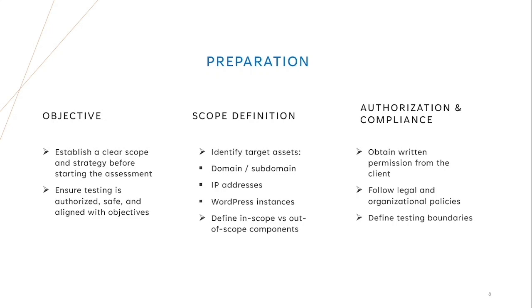And scope identification. We have to identify target assets, which are the domains and subdomains, and the IPs they are using, either static or dynamic. We have to find the subdomains and the directories, and access all their URL parameters to verify if there is any SQL injection or cross-site scripting, along with the IP addresses and WordPress instances.